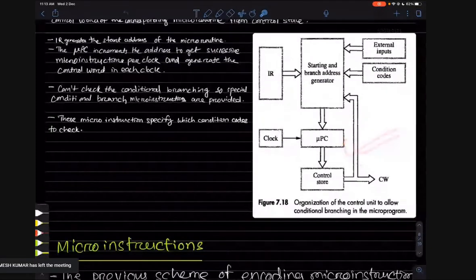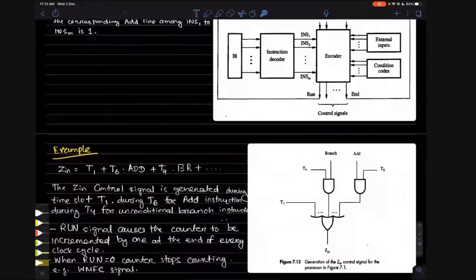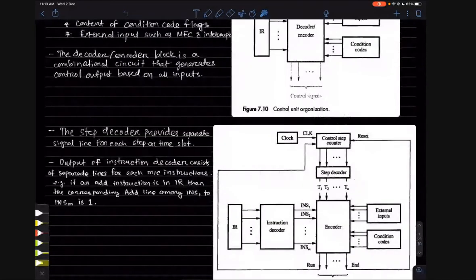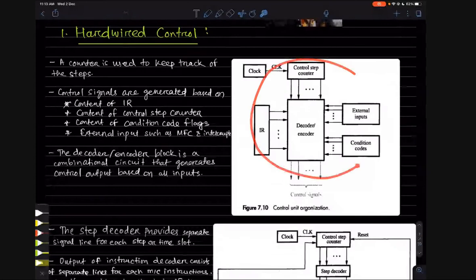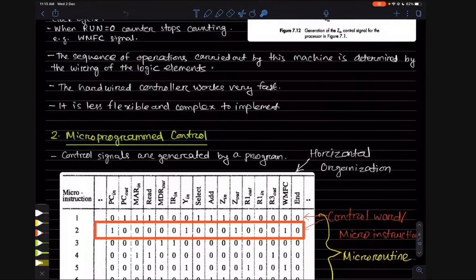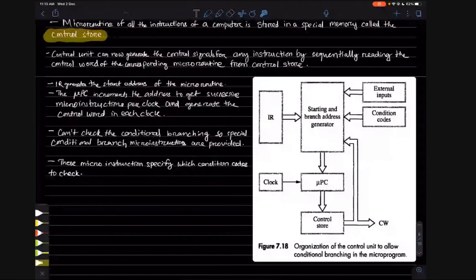In this case also we will have some external inputs. We will have the condition codes. It is similar to the hardware, but there is no hardware required for this except for a special memory unit. So this is the hardware requirement for the microprogrammed control, and in this case also there is a counter, which is called the micro program counter. Any doubt in this case?